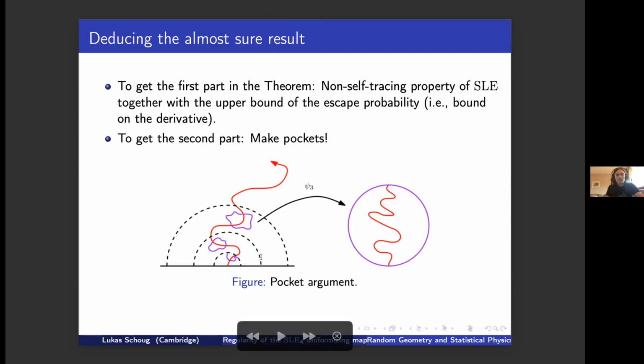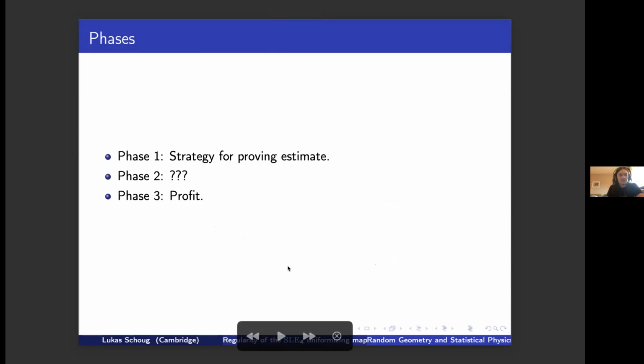So yeah, I'm running out of time, which is fitting because this is basically the last slide. So phase 1 here was basically the strategy for proving the estimate. Phase 2, well, who knows? And phase 3 is profit. That's when you put it on arXiv.